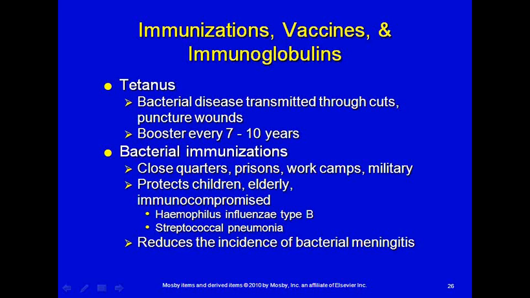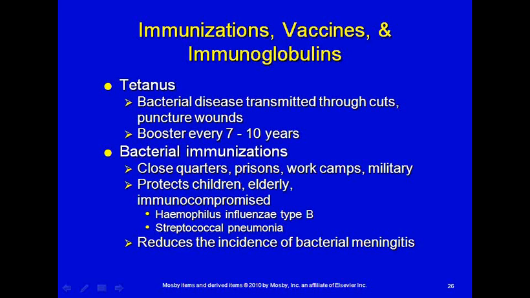Kind of like rabies, once you get tetanus, there's no cure, and the mortality rates are high. Bacterial immunizations are administered to people who are in close quarters, like in prisons, work camps, the military, and college. They're also given to protect children, the elderly, and those who are immunocompromised, and they include your flu shots and your pneumonia shots. Certainly those are bacterial immunizations that would prevent you from getting these sicknesses.